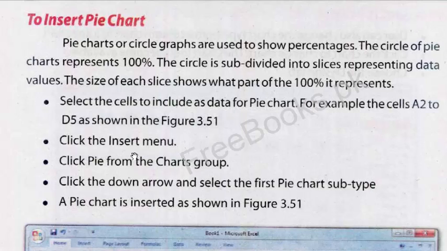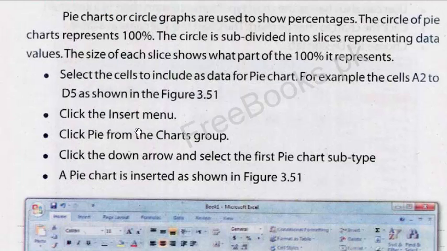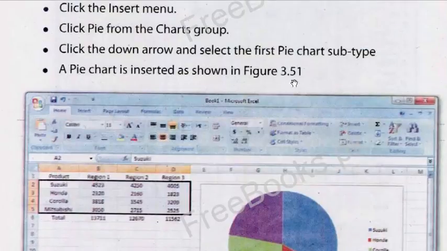Select the cells to include as data for the pie chart, for example the cells A2 to D5 as shown in figure 3.51. Click the Insert menu, click Pie from the Charts group, click the down arrow and select the first pie chart subtype. A pie chart is inserted as shown in figure 3.51.